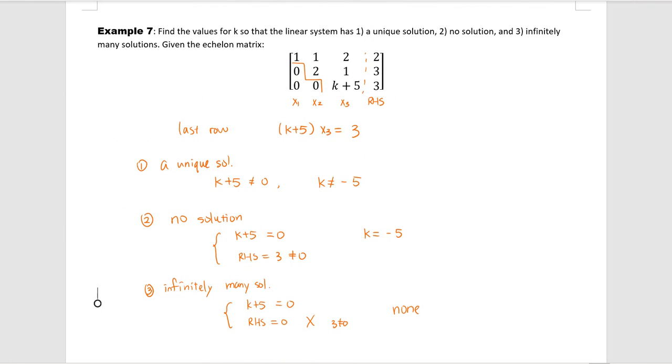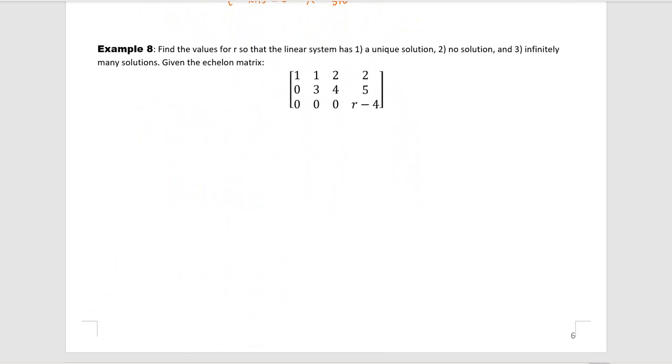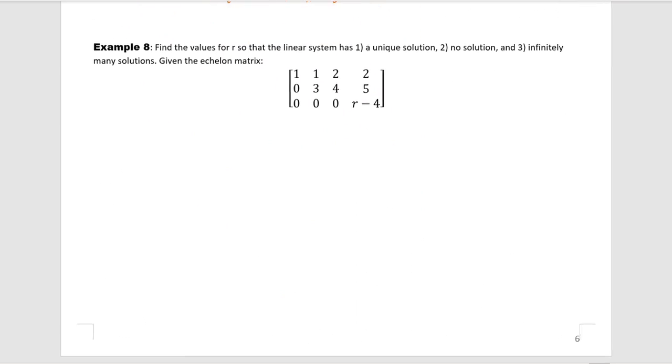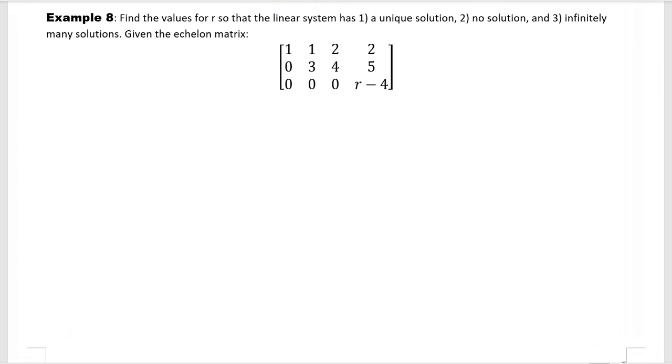Alright, how about example 5? Remember to pause the video and try to work on this problem. Are you ready to go over together? Okay, so let's see. This one is already in the echelon form.